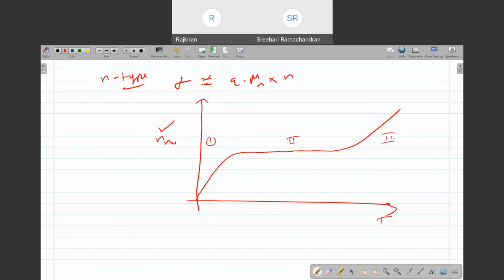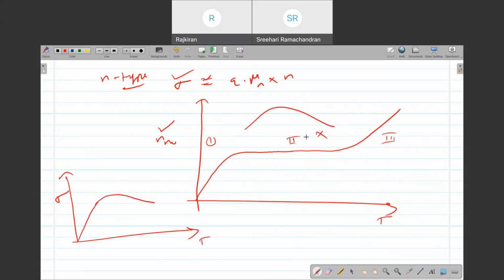Then what is mobility? Across temperature, it will be like this curve. Then what will be my conductivity across temperature? It will be the multiplication of this and this. So if I want to plot sigma versus temperature, in this range it will be almost similar, here it will be like this, and here again it will be exponential like this. This is the multiplication of these two. This is the sigma versus temperature curve.